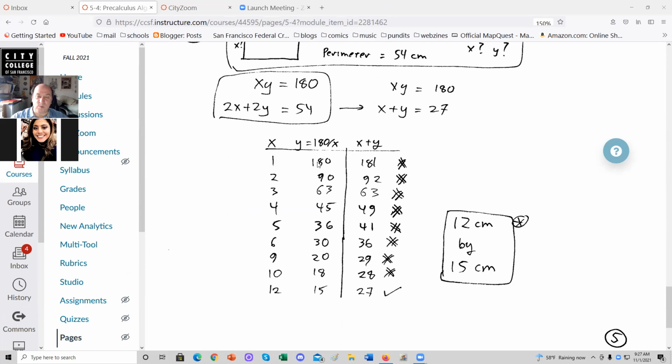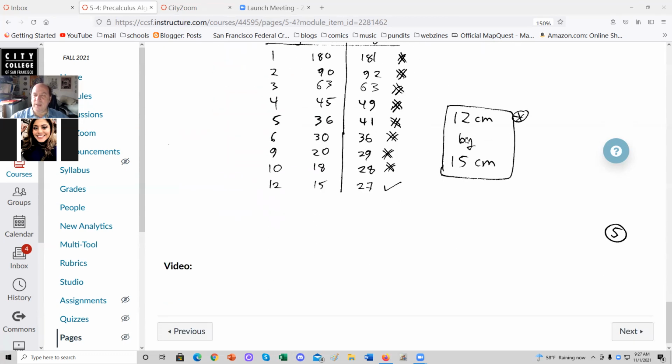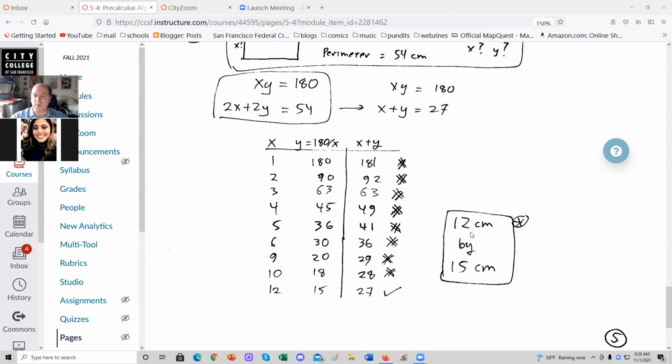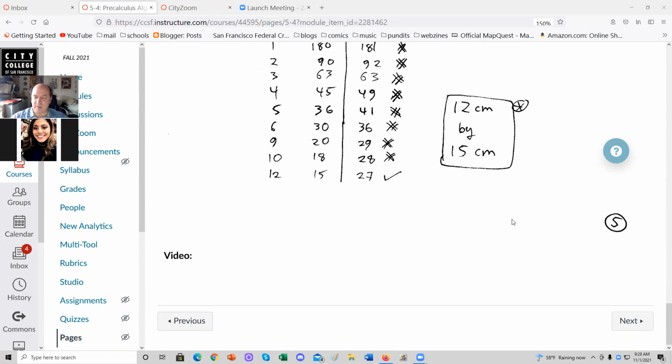Factors of 180. If x is 1, y is 180, sum is 181, no good. 2, 90, 92, no good. You keep going. 3 doesn't work, 4 doesn't work, 5, 6, 7, 8, 9, 12 works. If x is 12, y is 15. They add to 27, and we are done. We'd be going through this exact same process if I took a detour onto a quadratic equation. So here we go. The rectangle is 12 centimeters by 15 centimeters. Okay, I think that concludes that.